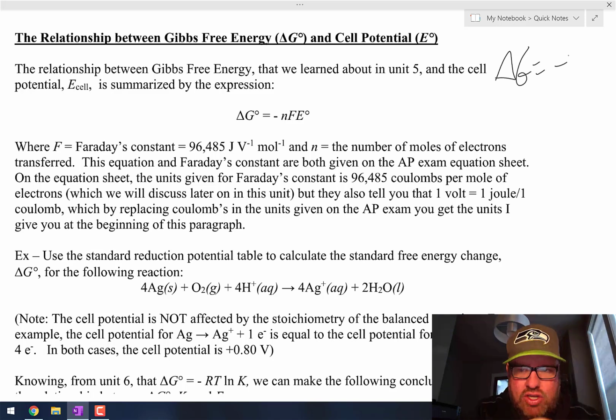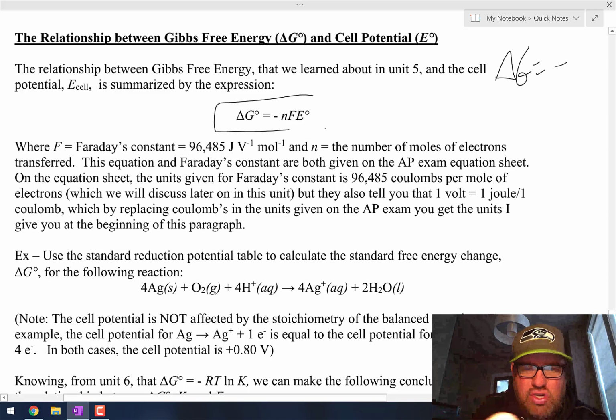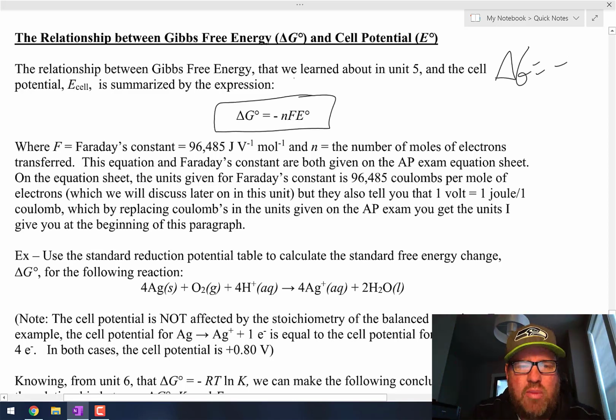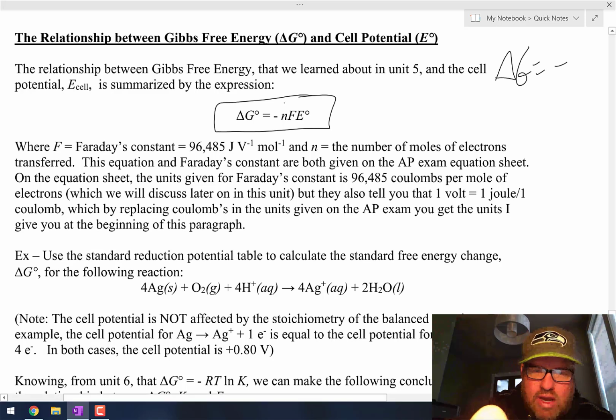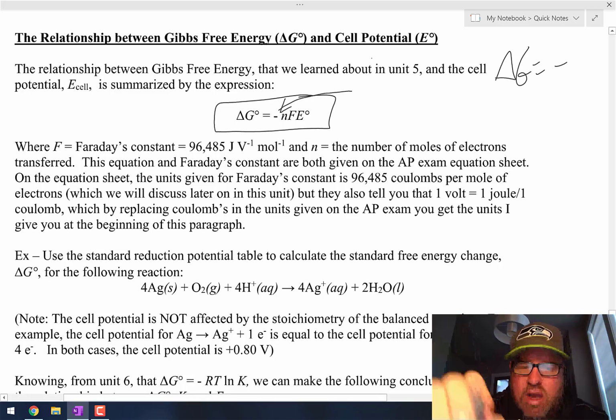There's a relationship mathematically between delta G and the cell potential, which is this equation right here, where delta G standard is equal to negative nFE. And this one they will make you do the math on, unlike the previous equation that we looked at. This n here, we talked about that in a previous video, is the number of moles that are transferred in that reaction.